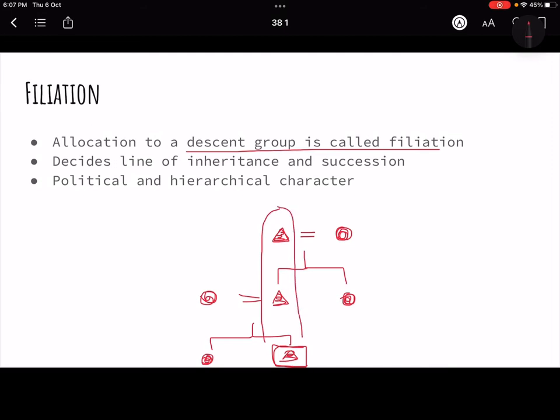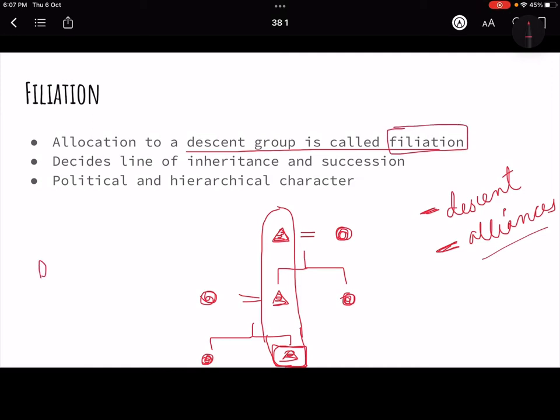Descent we know, descent and alliances we were talking about. Basically kinship is made of two things: descent, which is by blood, and alliances, which is by marriage. So in descent groups, how this person is related to any person in the grouping would be his filiation, right? Like we read filial generation number 1, then filial generation 2. For example, here filial generation 1 would be this, filial generation 2 would be this, this would be filial generation 3. So like that, the place in which you are located in the descent group is called your filiation.